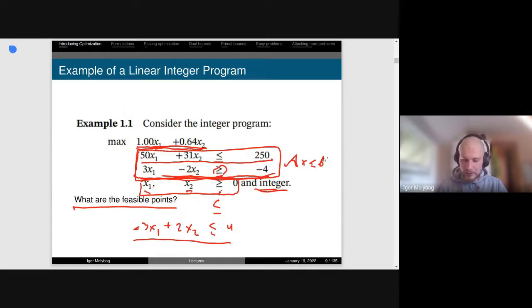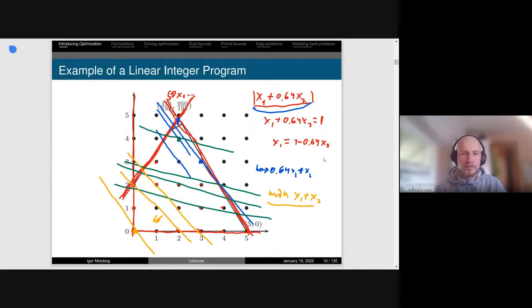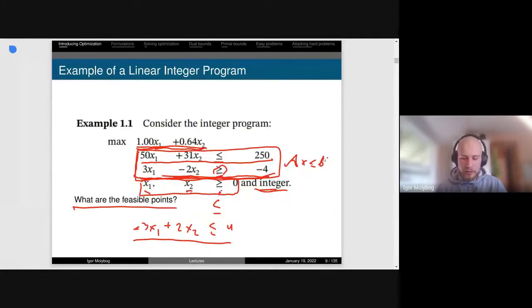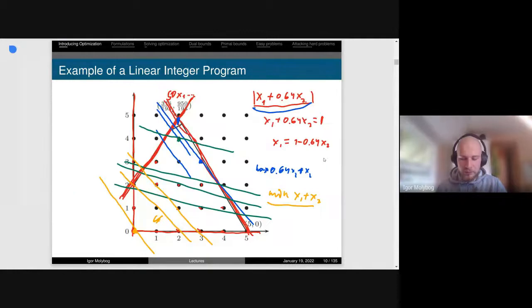So this was the example of a linear integer program that has only two variables and only four constraints. Quite a simple one, and we have solved it for different options of the form of the objective.